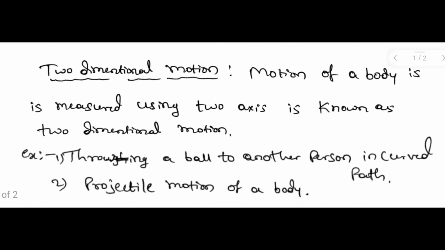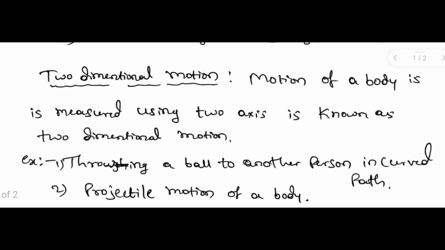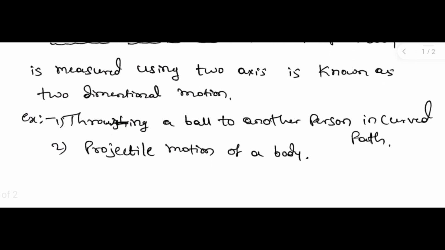Here, motion of a body measured using two axes is known as two dimensional motion. You may take any axes: x y combination, y z axis or z x axis. There must be two axes for measuring the physical quantities. For example, throwing a ball to another person in a curved path.